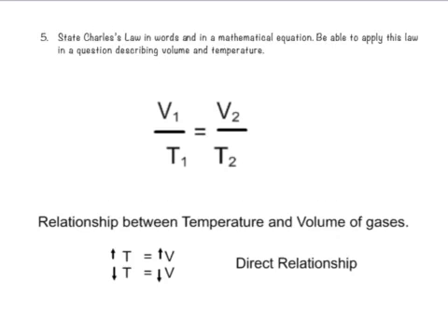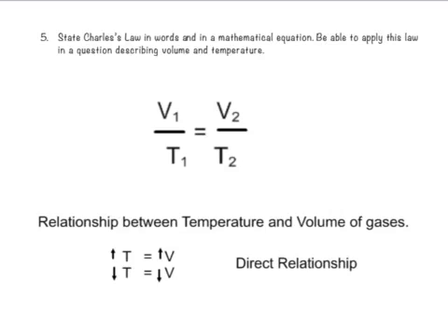Charles's law is the mathematical relationship between volume and temperature of gases. You will notice that volume and temperature are directly proportional. That means as one gets larger, the other does as well, and vice versa. As temperature goes down, so does the volume.